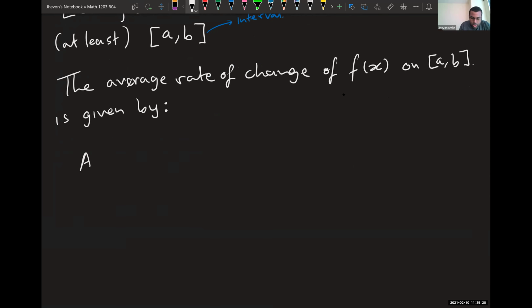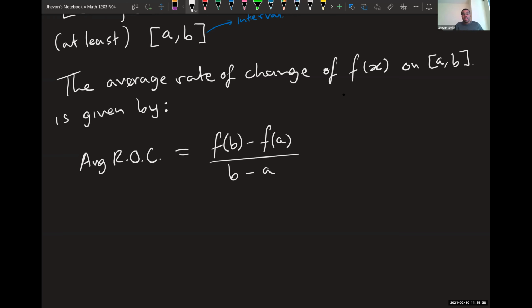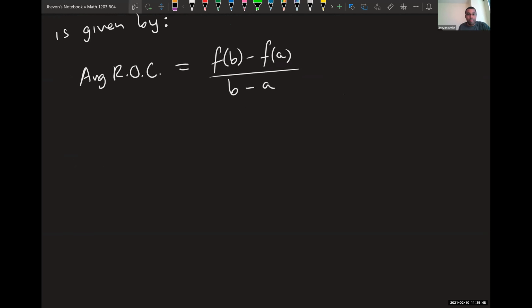So average rate of change. We usually don't have like a symbol for this. So this is going to be given by f of b minus f of a over b minus a. And of course, you'd recognize that as one of the versions of the difference quotient, which it is. And essentially, this is also called the average rate of change.